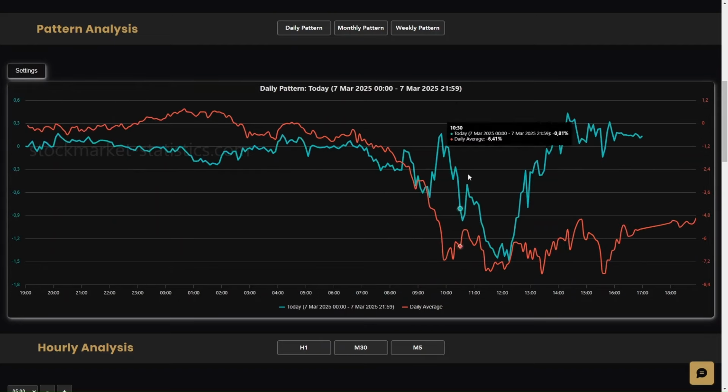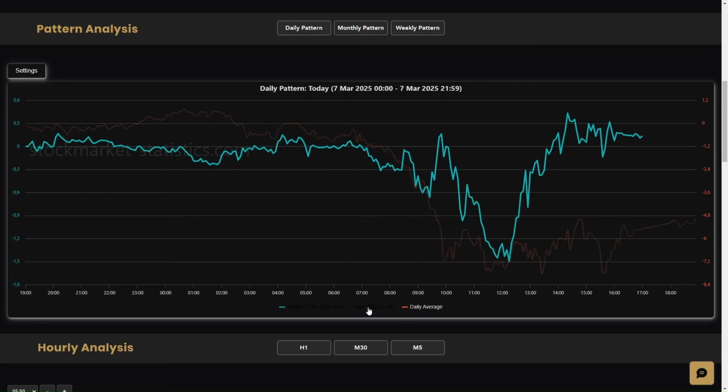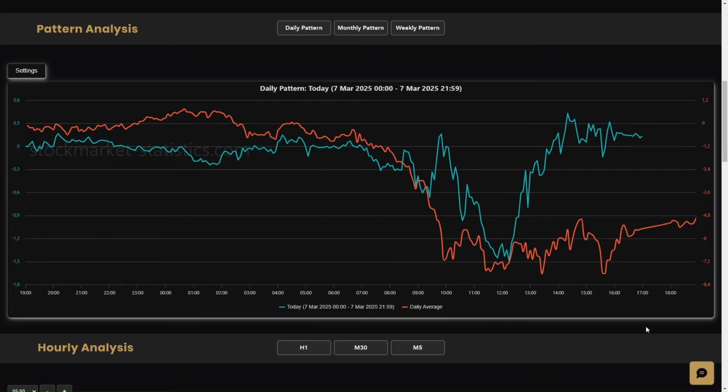At this moment, since we are at the end of the day, we can see in blue the entire evolution of the S&P during the day of March 7th, 2025. This curve updates progressively throughout the day. The average pattern indicated that it would have been better to remain short all morning. And that's exactly what happened.